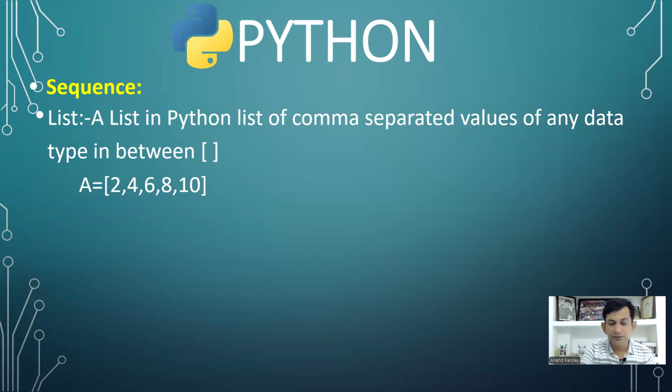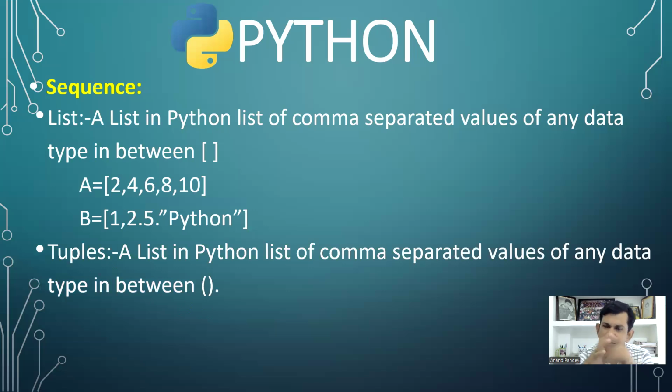For example, see. Here I have written a equal to 2, 4, 6, 8, 10. Here you can see all the values are of integer type. In a square bracket, we have comma separated values. List of comma separated values of any data type in between square brackets. Any data type का मतलब you can store, it is not necessary that all the values in that list will be of the same type. You can store values of any data type. See the second example, in the list B, I have stored 1, which is of int type, 2.5 is a float type, Python is of string type. So any type of values you can store into a list. So again, I'm explaining a list in Python is a list of comma separated values of any data type in between square brackets. Okay, clear?